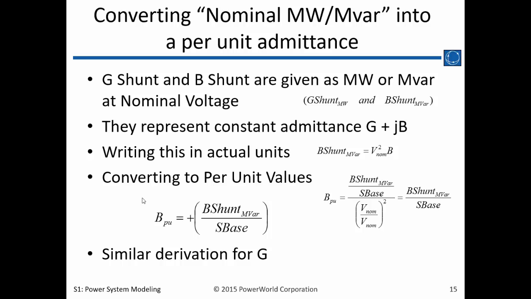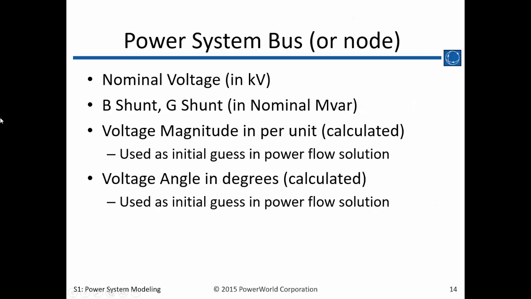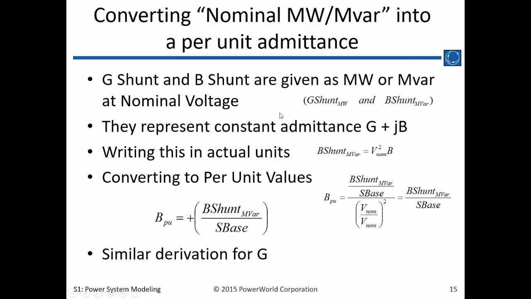Converting nominal megawatt and megavar into a per unit admittance. On the previous slide, we said that B and G shunts are provided in nominal megavar. How you convert that to per unit: if the G and B shunts are given as megawatts or megavars, they represent a constant admittance, G plus jB. If you write this in actual units, the B shunt megavar is equal to V squared nominal times B. If you convert to per unit, the per unit value of B is just the B shunt in megavar divided by the S base, because you're talking about power. So you only have to divide the shunt value by the S base.